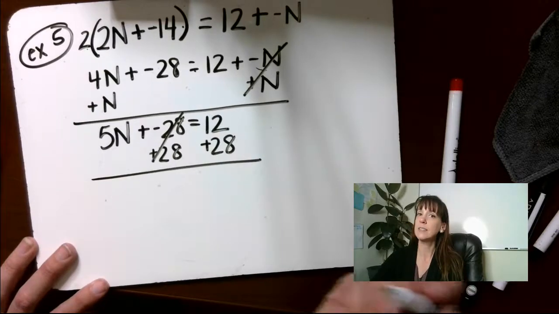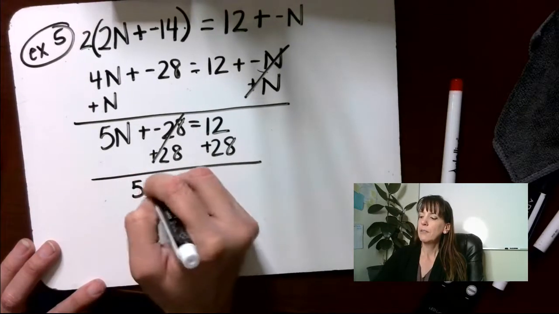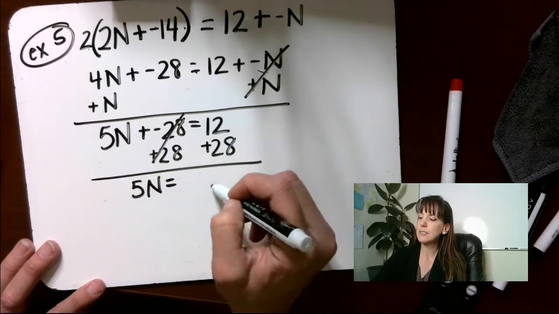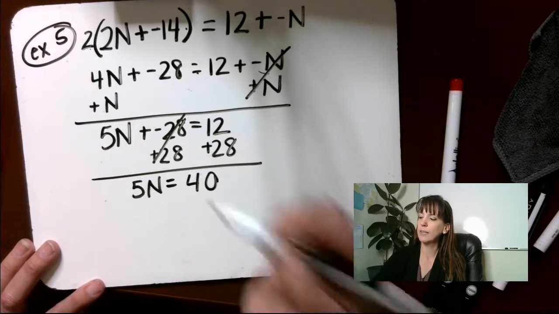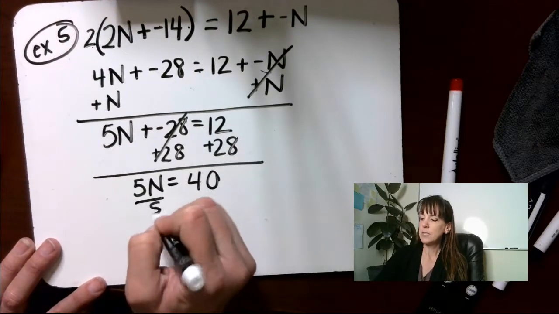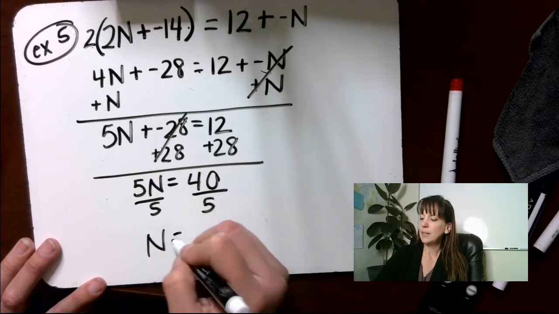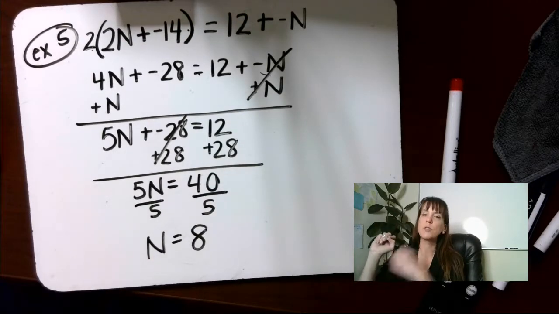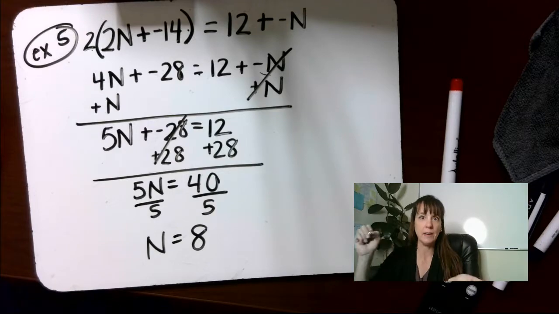These guys cancel out, and this is exactly how you need to be showing your work. 5n equals, that's 0, carry the 1, that's 40. 5n is 40. Divide both sides by 5, n equals 8. So just knowing that the opposite of a number is just negative n, right?